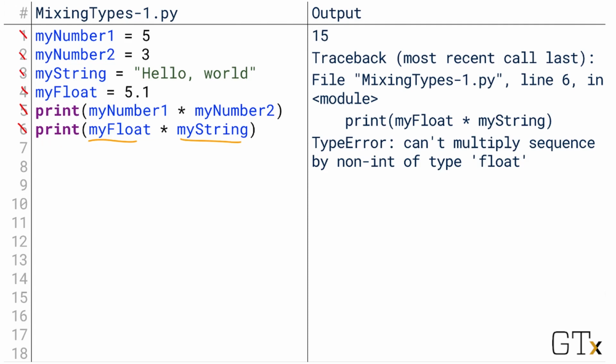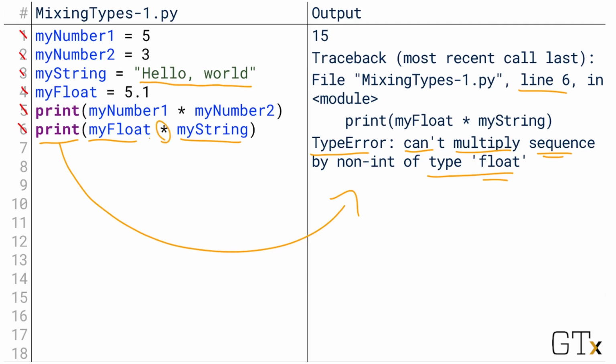And as we see, when we try to do this operation, we get this error over here. It says that on line 6, we have a type error because we can't multiply a sequence by the type float. In this case, sequence is the word that Python is using to describe this string because a string is a sequence of characters. And it's saying that we can't multiply a sequence of characters by a float. And it makes sense that this would generate an error because we can't even think about what 5.1 times hello world would be. So a type error in this context means that the data types we're using aren't compatible with whatever mathematical operation we're using in the middle.